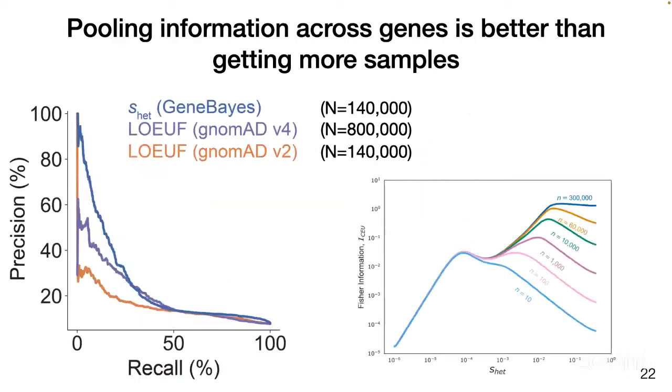Okay, and while we were writing this up, gnomAD went out and sequenced, well, they aggregated sequencing data from another 600,000 people.